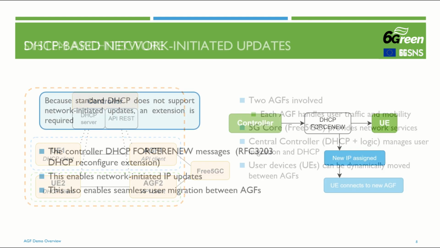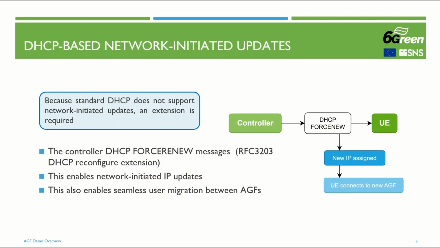The migration mechanism relies on DHCP-based network-initiated updates. When the controller decides to migrate a user, it sends a DHCP force renew message to the affected client. This forces the device to request a new IP address, which is then assigned within the target AGF subnet. This process enables seamless handover without any user-side configuration or disruption.